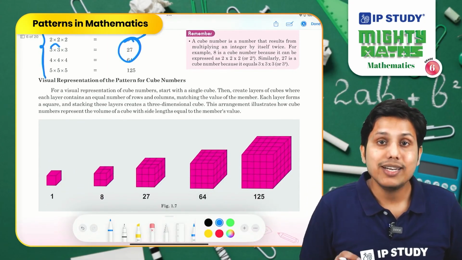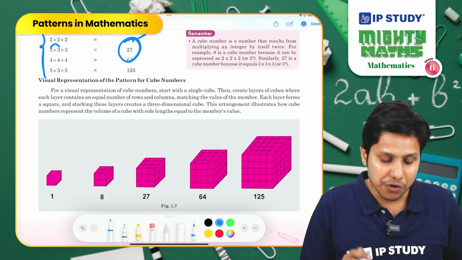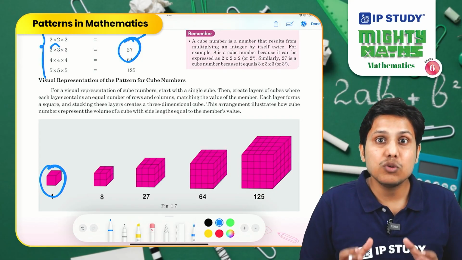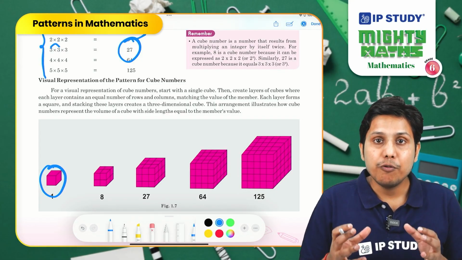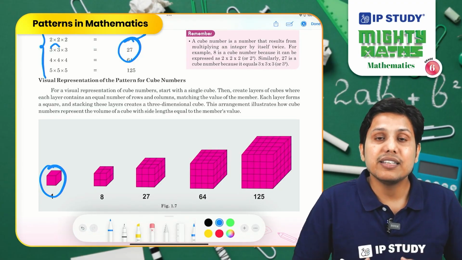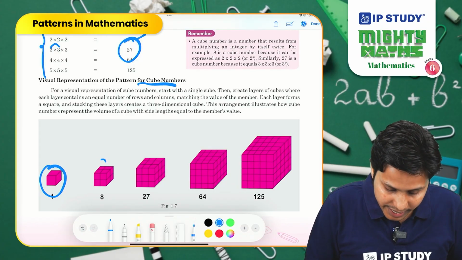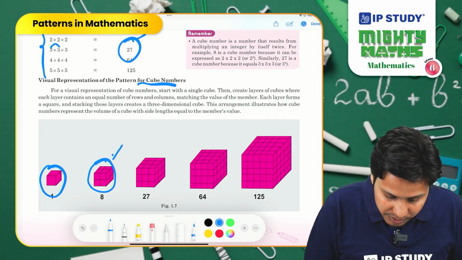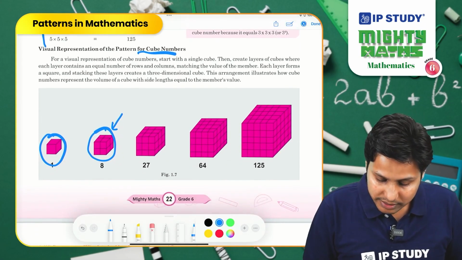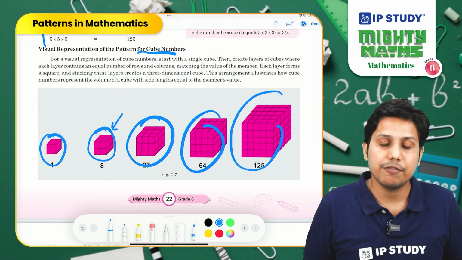Now students, to represent this number sequence visually, we can use a small cube for the first member, and then smaller cubes are arranged or stacked together to form a larger cube, where the number of cubes used is equal to the number it is representing in the sequence of cube numbers. Here, 8 small cubes are used to form this bigger cube, and 8 is the second member of the number sequence. Similarly, 27, then 64, and then 125.